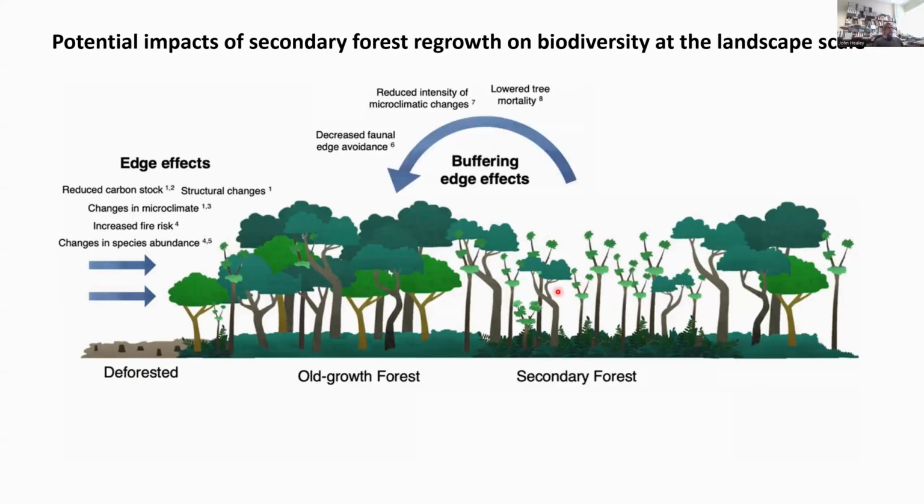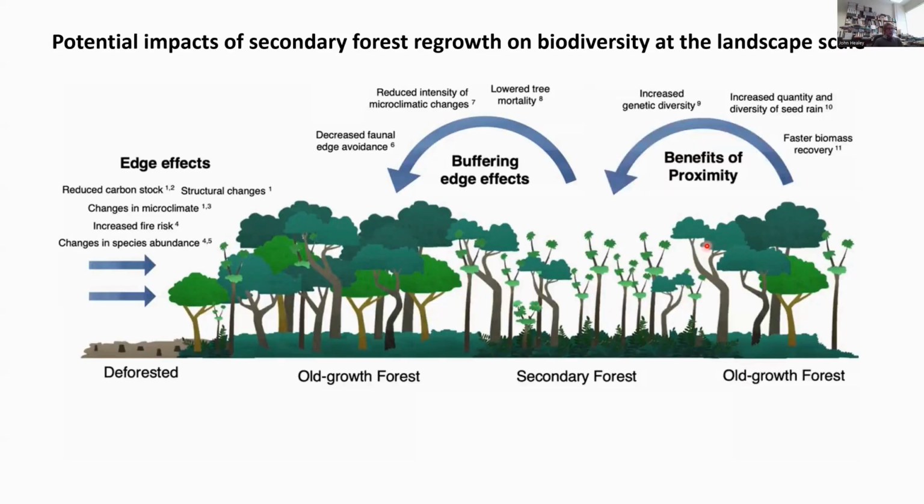On the other hand, if an old growth forest has adjacent to it an area of secondary forest of whatever age that might be, there are some mitigating effects from that boundary. It will lower the rate of tree mortality compared with the deforested edge. It will reduce the intensity of microclimate changes, and it's been shown to decrease the extent to which fauna avoid the edge. They're more willing to use as habitat an edge that's adjacent to secondary forest. And there's then the inverse of that.